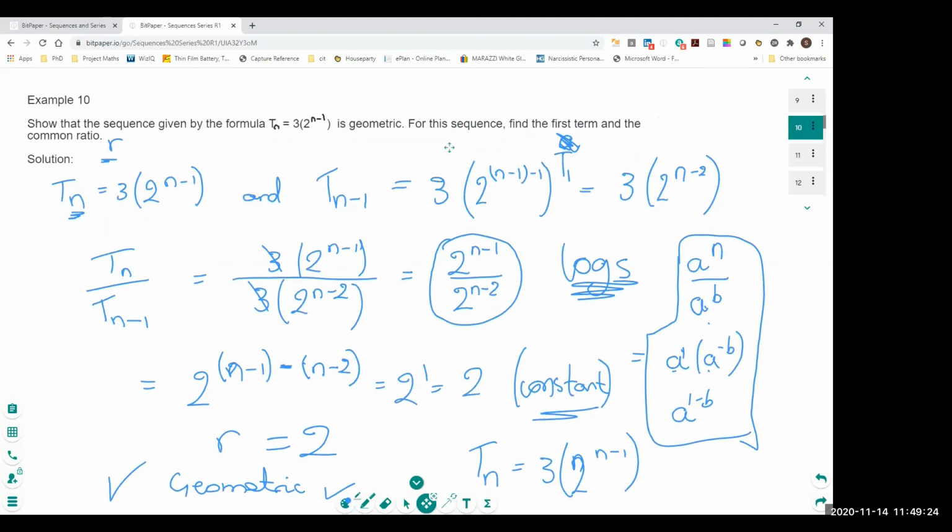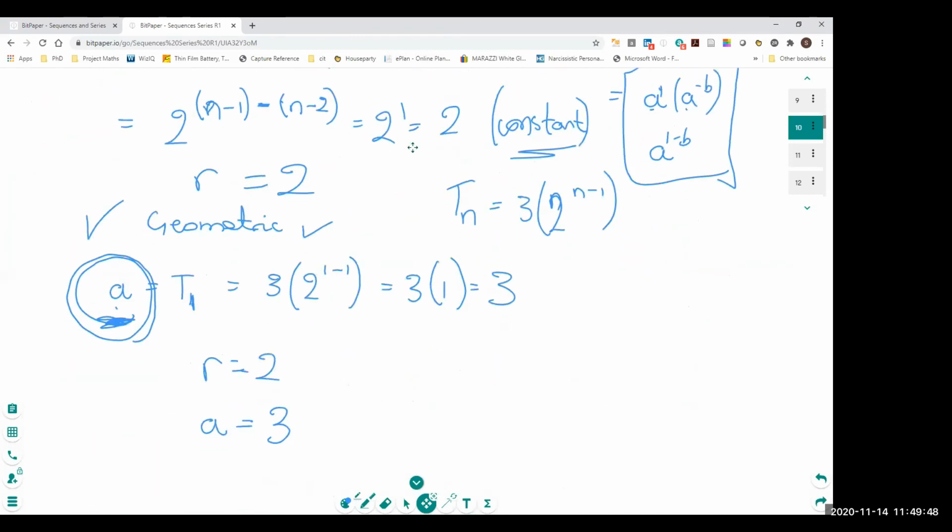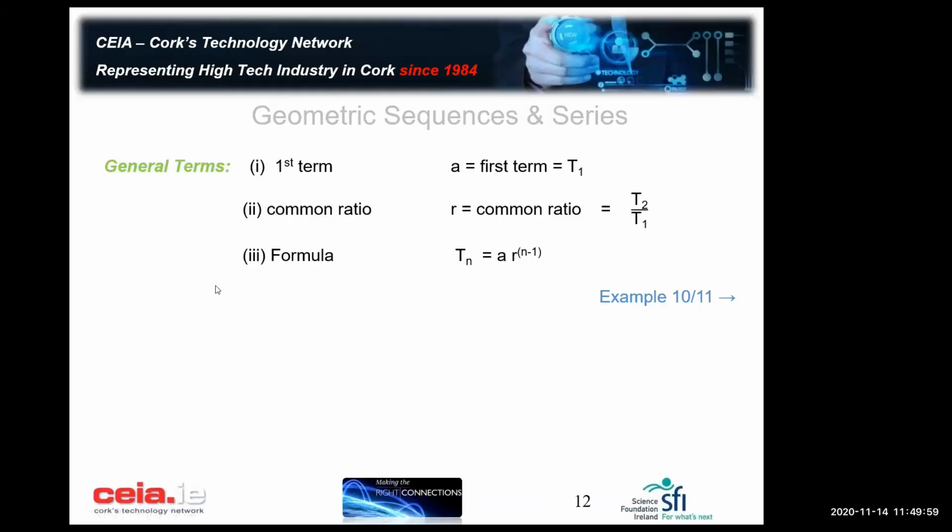For this sequence, find the first term and the common ratio. We know the first term of every sequence is a, but be careful with the use of a, because, for instance, with the quadratics you have a n squared plus bn plus c, and in the formula for T of n you have a r to the power of n minus 1. So you have to be careful with the a's, what they're looking for. Oh, 11. So I want to do 11 as well.